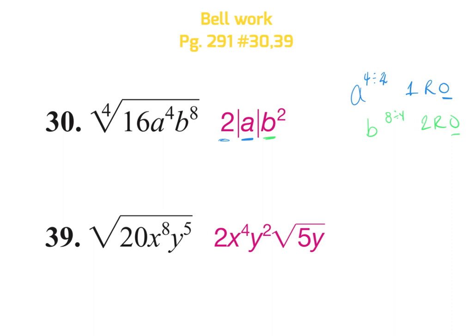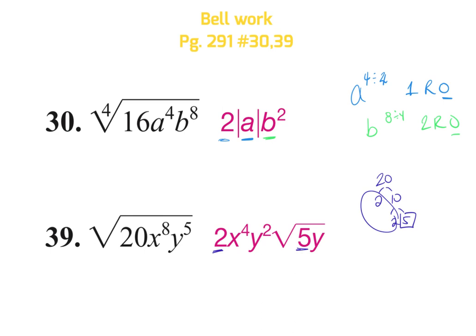For this one, this is not a perfect root, so you can use your factor tree if you need to here. So if you did your 20, you should have done something like this. A 2 is going to come out. A 5 does not group, so it stays in.